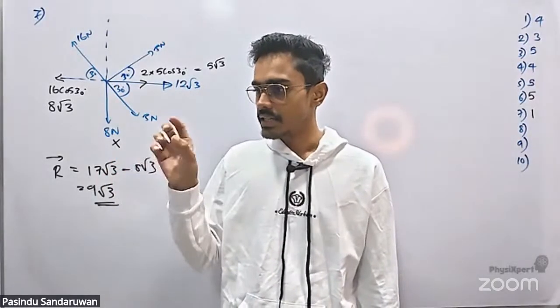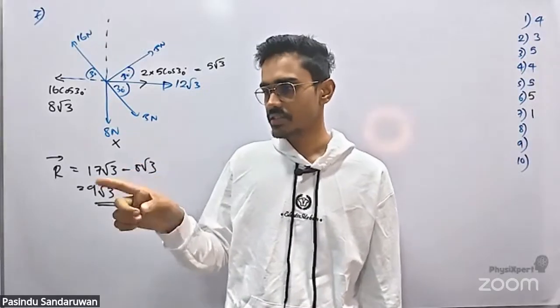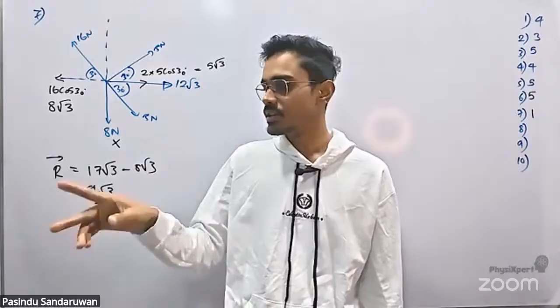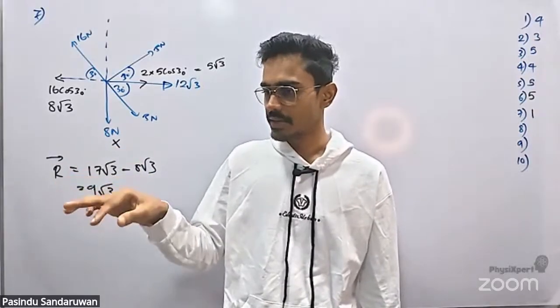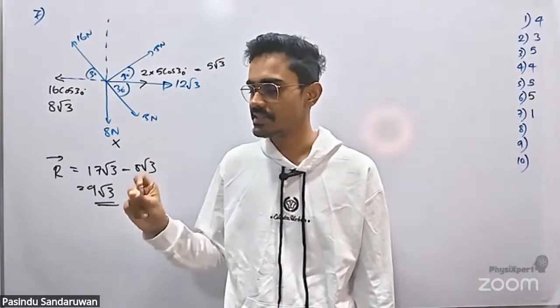Then if the friction of, it should be coefficient of friction, that's a typo. If the coefficient of friction between M and the inclined plane is 1 over root 3, the ratio of M over m is?